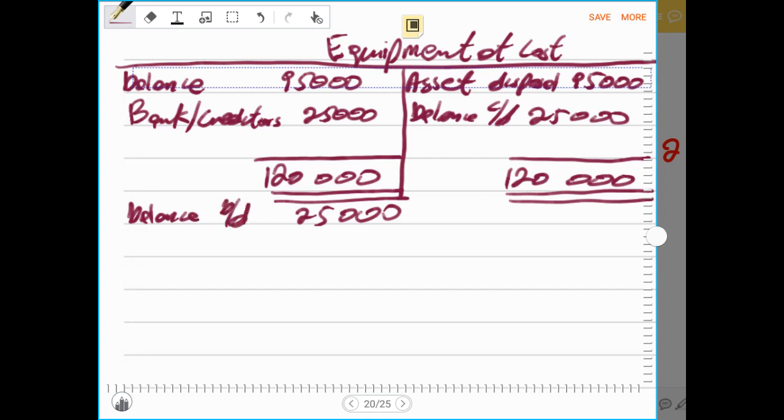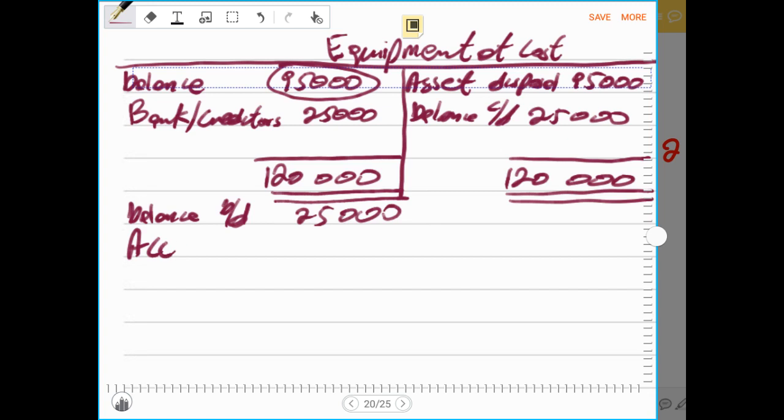brought down. It means once again in the PPE note, the opening balance of equipment must be 95,000 rands, and the closing balance at the bottom of the PPE note must give us 25,000 rands, because the cost of all the equipment that we had was 120,000 rands, but 95,000 value of equipment, or cost of equipment, was disposed of, hence the remainder becomes 25,000 rands.